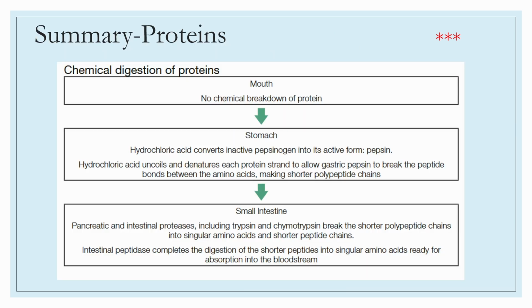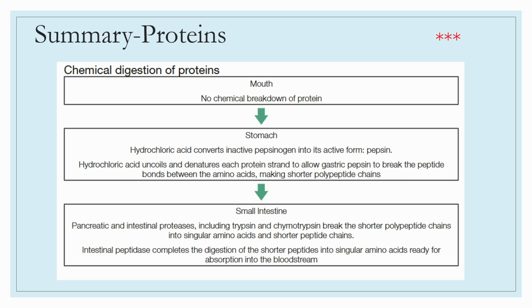The summary of proteins is that it begins in our stomach. There's no protein breakdown in the mouth like we see with carbohydrates or lipids. The stomach begins by denaturing with hydrochloric acid and using pepsin to break down the active forms. Hydrochloric acid helps these gastric pepsins break down the peptide bonds between the amino acids, allowing them to become shorter peptide chains.